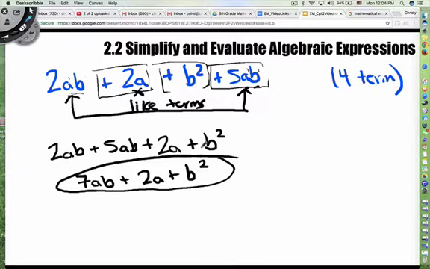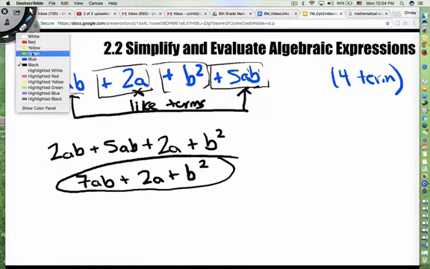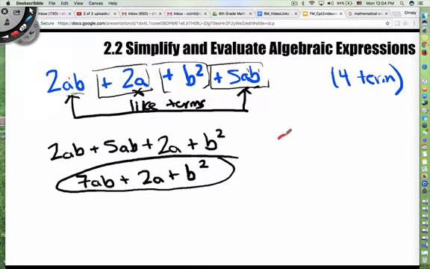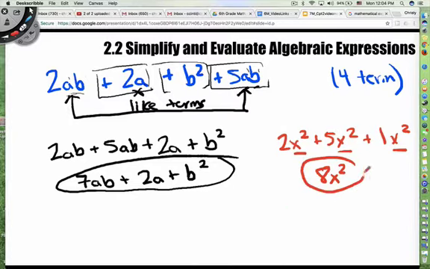Okay. Another example might look like this: 2x squared plus 5x squared plus 1x squared. Okay, these are all like terms. They all have the same variable with the same exponent on them. So we could say 2 dogs plus 5 dogs plus 1 dog. 2 plus 5 is 7, plus 1 is 8. 8x squared. Okay, that would be the simplified version of that because they are all like terms.